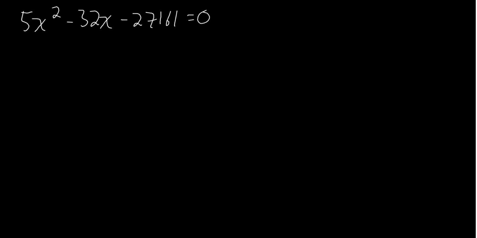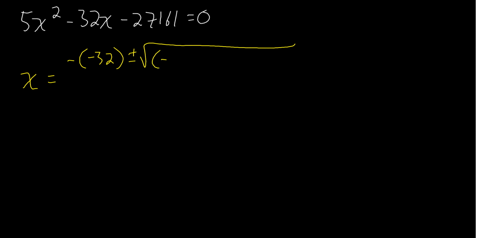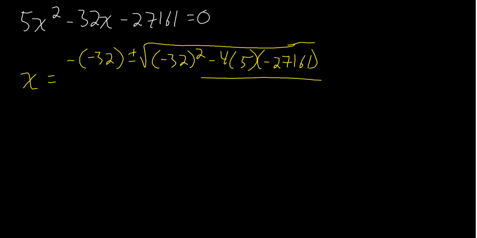So we have x is equal to negative b, so negative b is a negative 32, plus or minus the square root of b squared, so it's a negative 32 squared minus 4 times a times c, so 4 times a, which is 5, times c, which is a negative 27161. I thought my radical was big enough, it wasn't. That's all over 2a. Okay. All right, so let's put this into the calculator and hope I don't make any mistakes.